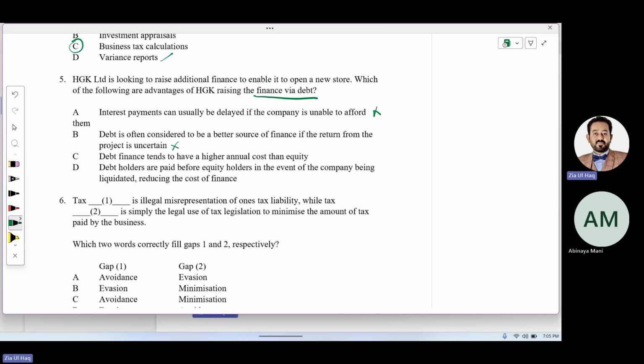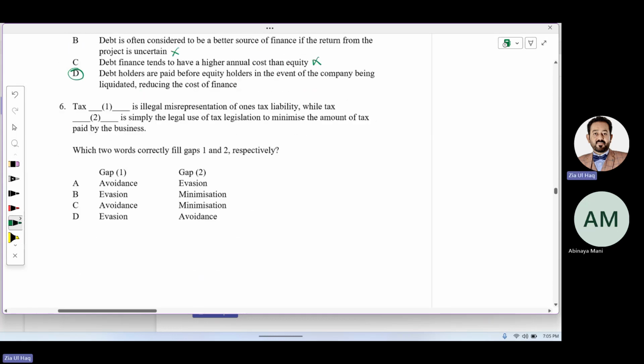No. In that case, equity is better. Debt finance tends to have a higher annual cost than equity. No, equity is more costly. Debt holders are paid before equity holders. Yes, if the company is going to be liquidated or wound up, debt holders will be paid first after selling assets, then equity holders, reducing the cost of finance. Yes. Number 6, please. Option D.